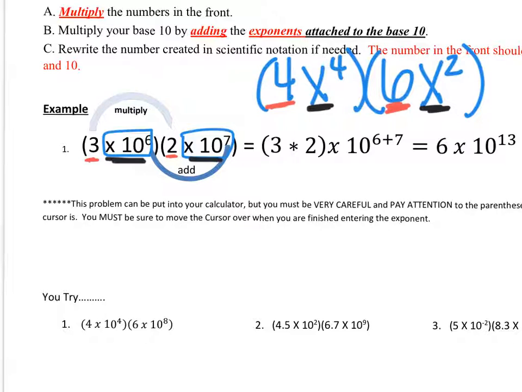So notice that we have multiplied 3 times 2. Reed, please look at the board. Thank you. And then we have our base of 10, and we have added our exponents. Okay? Let's give it a whirl. So let's look at where it says you try for the number 1.